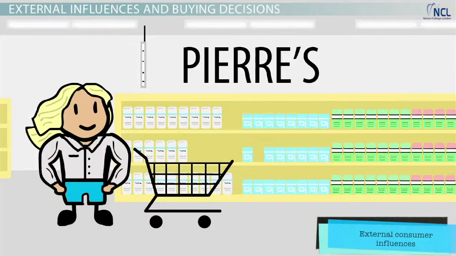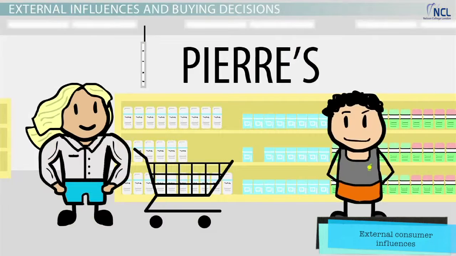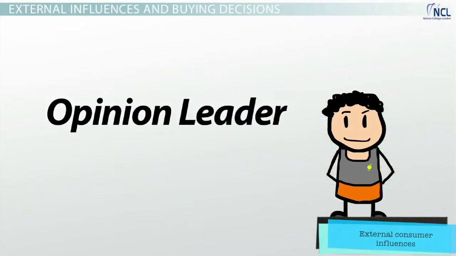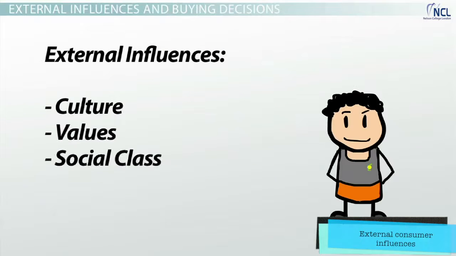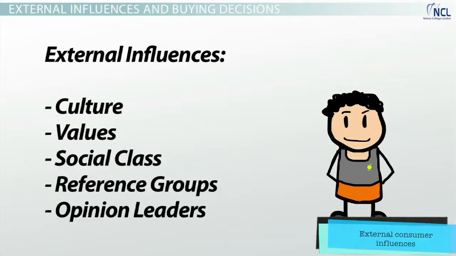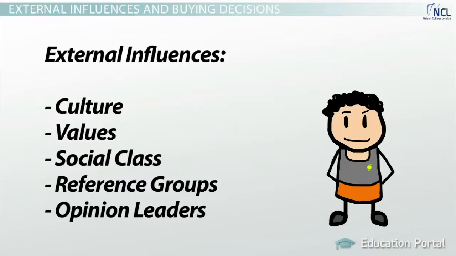Lastly, when you were trying to choose a yoga mat, you asked your friend Dave because he always seems to know about the best new workout gear. Dave is an opinion leader for you, and you end up buying the mat that he recommends. Culture, values, social class, reference groups, and opinion leaders have all influenced your purchase decisions for just your groceries and workout clothes. Let's take a closer look at each influence and how it makes an impact.